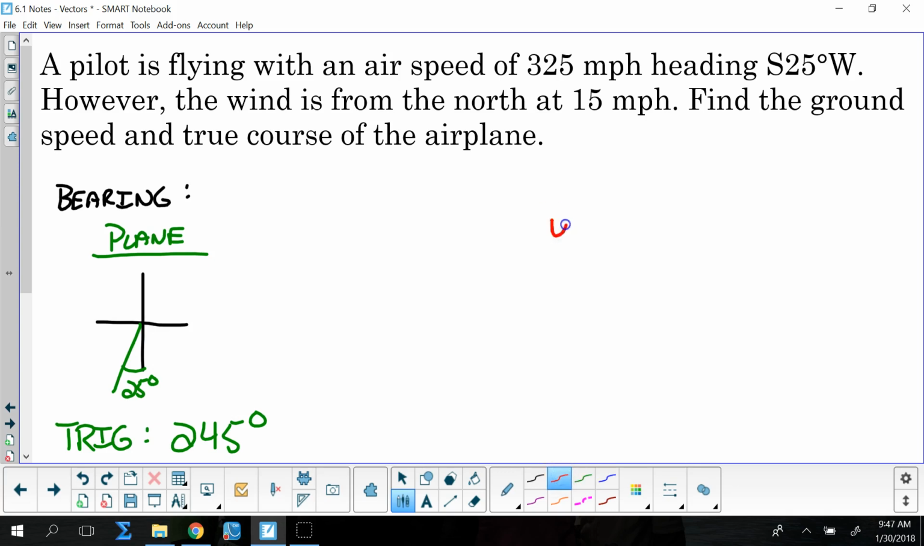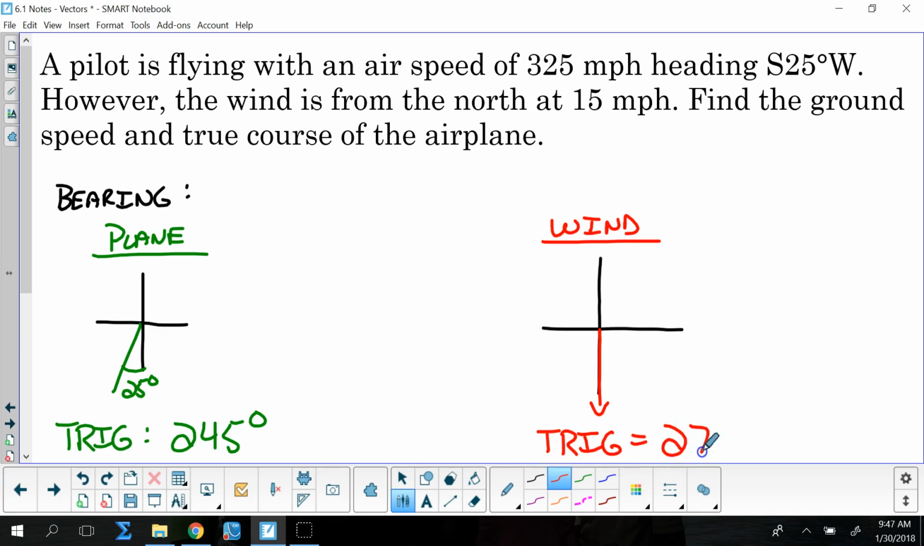Wind is going from the north, which means it is going to the south then, which would give me a trig angle of 270 degrees. Do we agree with that? Okay.